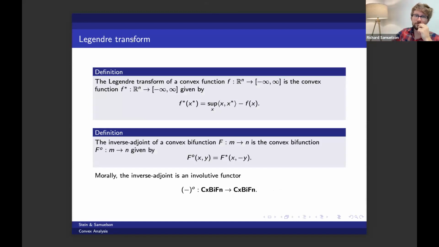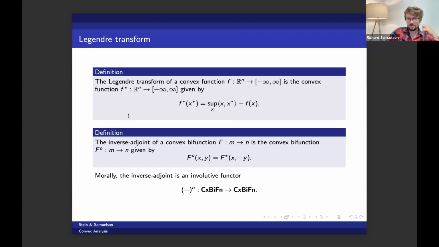Okay, so we're going to talk next about the Legendre transform. So the Legendre transform of a convex function. Every convex function can be transformed into another convex function defined on the same space via the Legendre transform, which is this kind of spooky looking equation here.